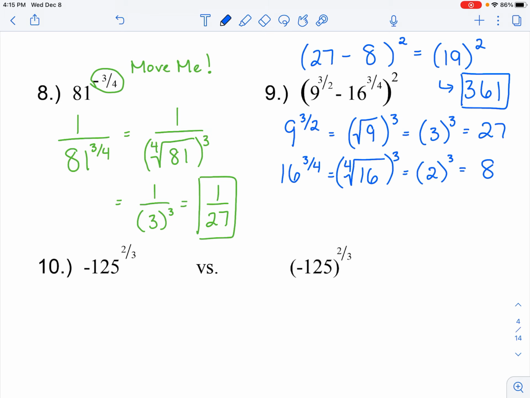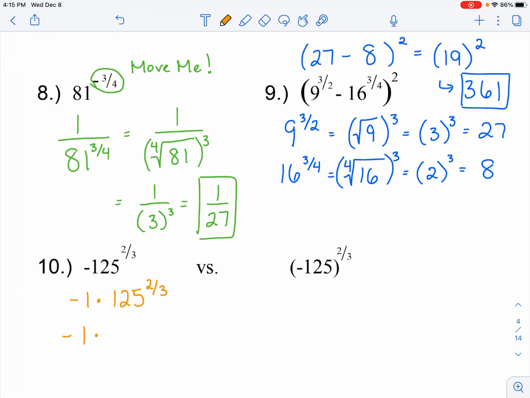All right. Number 10 down at the bottom. Comparison between the two. One of these, the negative is stuck with the 125. The other one, it is not. The first one is the one where it is not. This is negative 1 times 125 to the 2/3. When the negative is in the parentheses, like you see over here, it's stuck with the number. That's what the parentheses are saying. This number needs to stay as is.